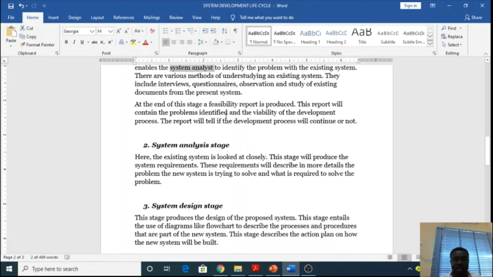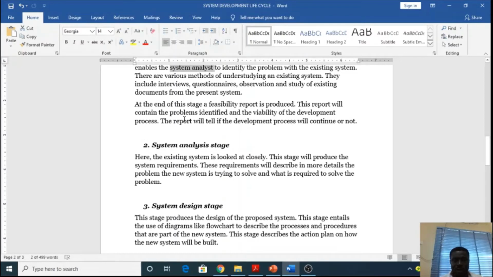Now, at the end of this stage, a feasibility report is produced. This report will tell us if we can go ahead with the system development or not, if there is a problem, what the problem is. It will identify the problem and tell you the feasibility. Do we have enough money to run this course? Do we have the technical know-how and all that? This report will state all of it. It will contain the problems identified and the viability of the development process. Is it viable? Should we go ahead or should we not go ahead?